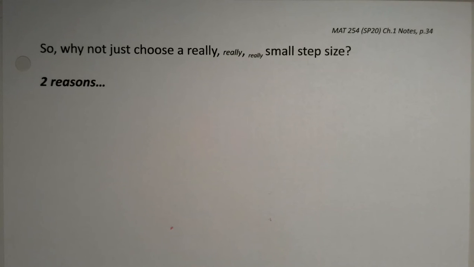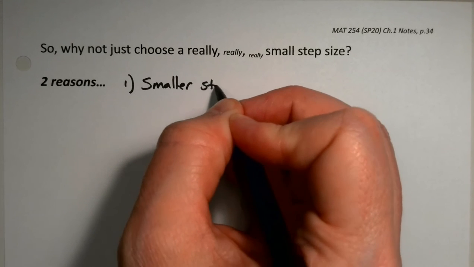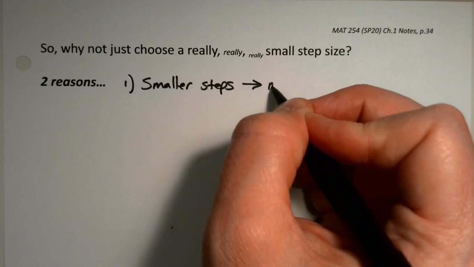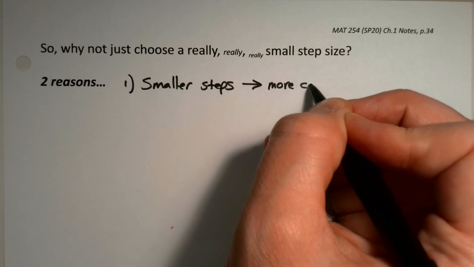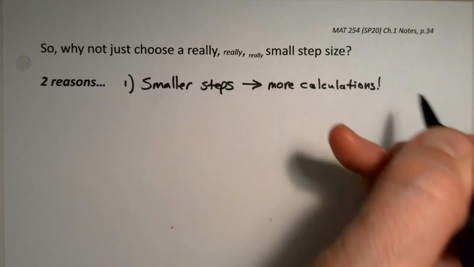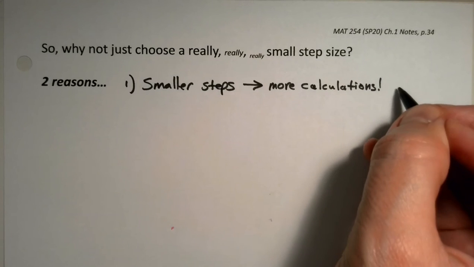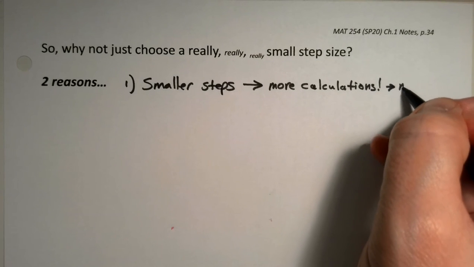And so at the top of the next page it says, so why not just choose really, really small steps? So there's the first reason, and this is the reason that most people catch on to pretty quickly: smaller steps leads to more steps, which means more calculations. And of course, more calculations also leads to something. This also leads to more time.